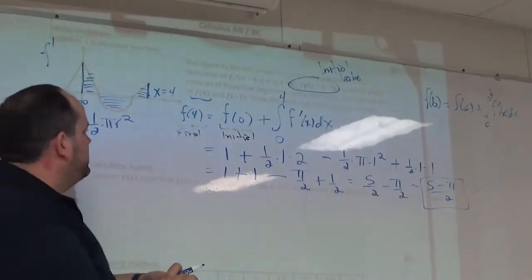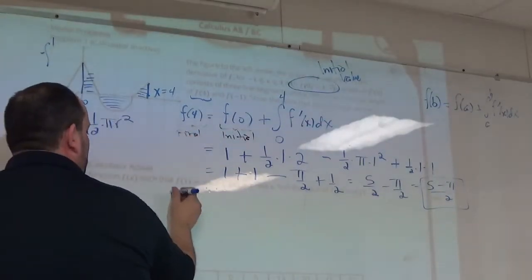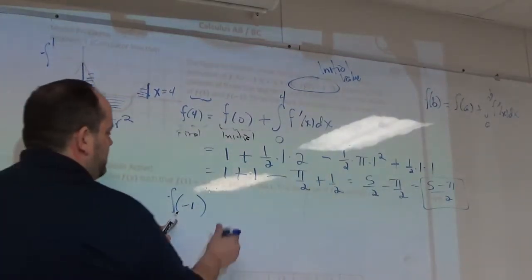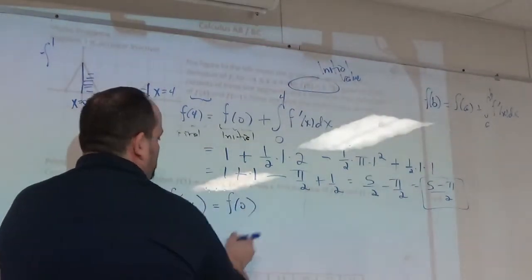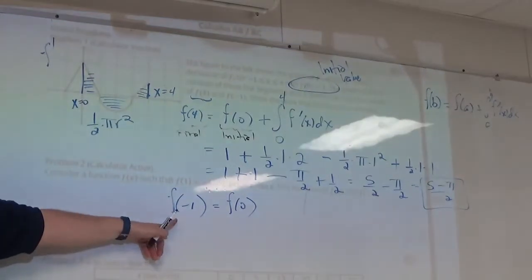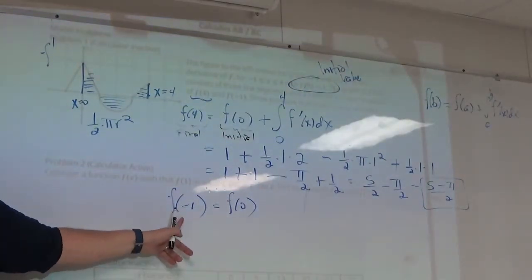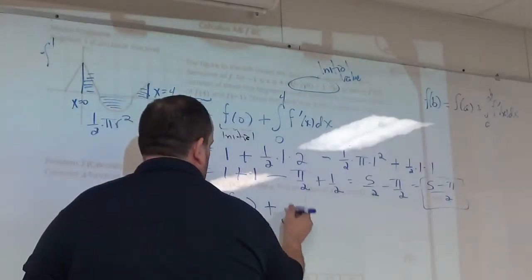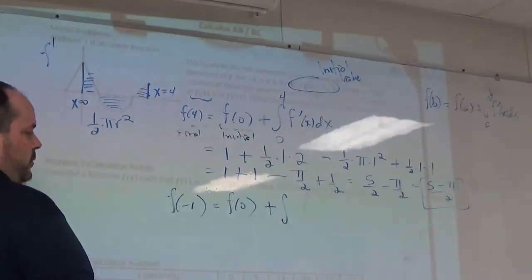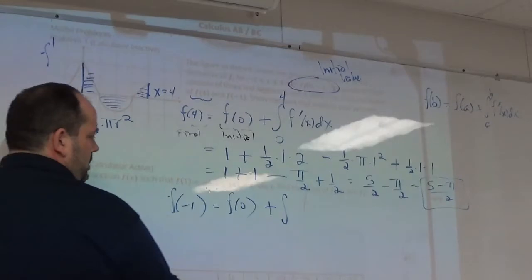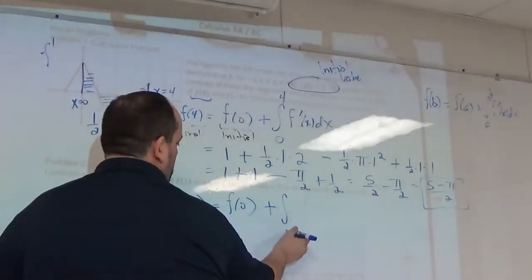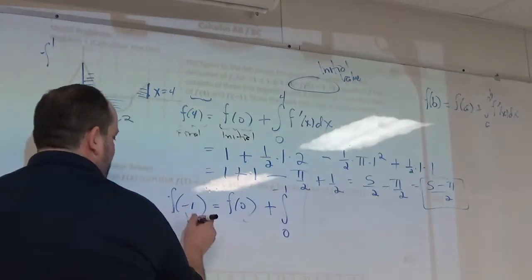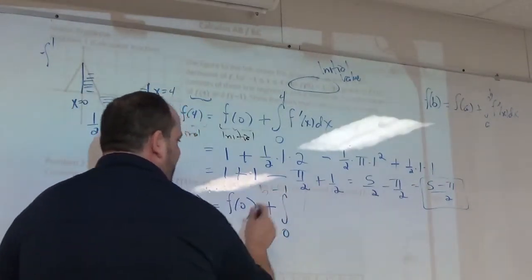All right, so the next part, find f of -1. Well, how do I get f of -1? F of -1 is equal to f of 0. My final value is equal to the initial value plus an integral from where to where? From 0 to -1. This is A, this is B, this is A, that's B.